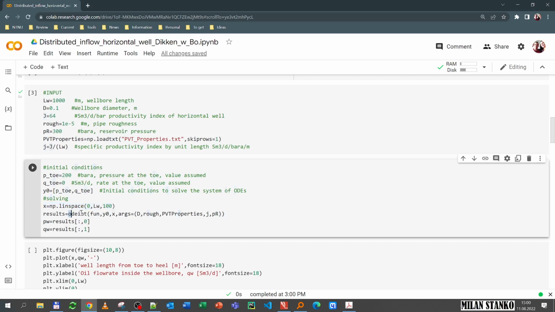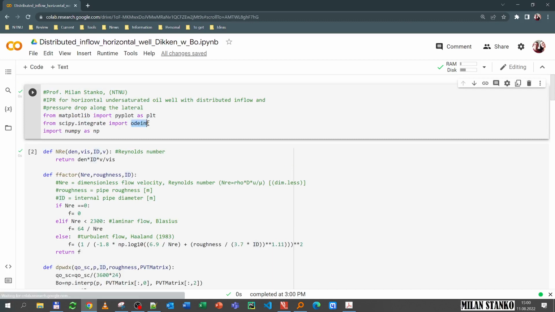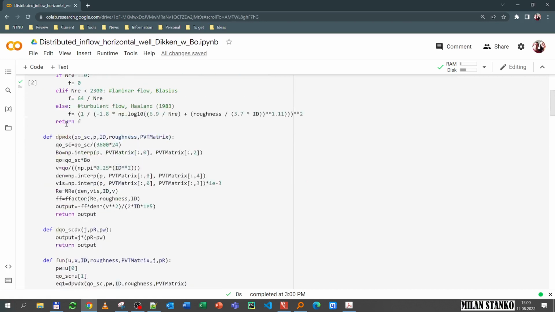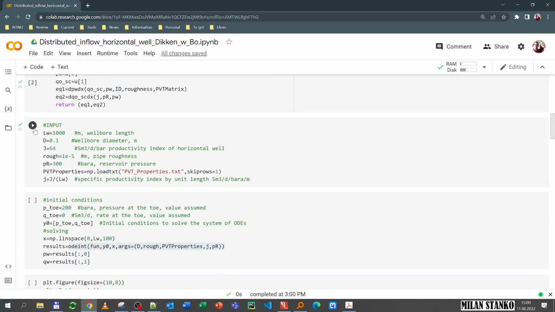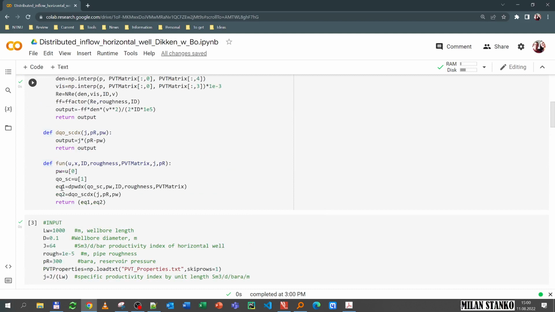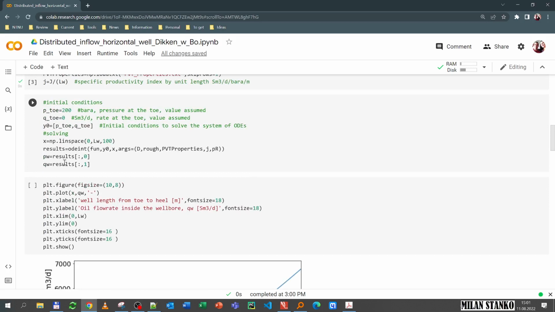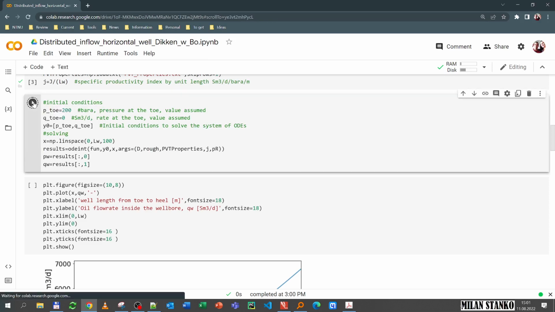And then this is where I'm actually solving the system of equations. ODEInt is a function that is part of this library called SciPy integrate. What is happening here is that I'm getting the results, and I have to follow the same order. The first one is going to be wellbore pressure, and the second one is going to be the standard condition oil rate in the wellbore. You can find an example of how to do it on the internet, but that's how you solve this system of equations. It's not the main point of this lecture.